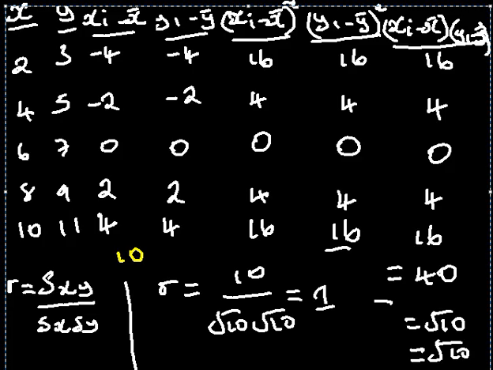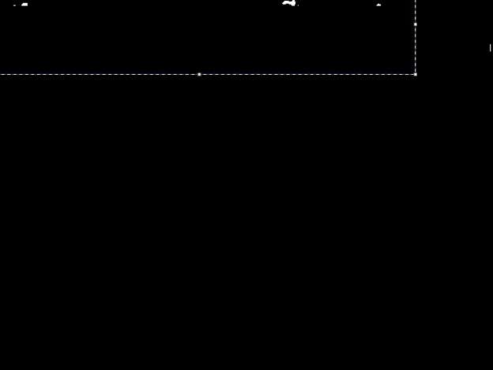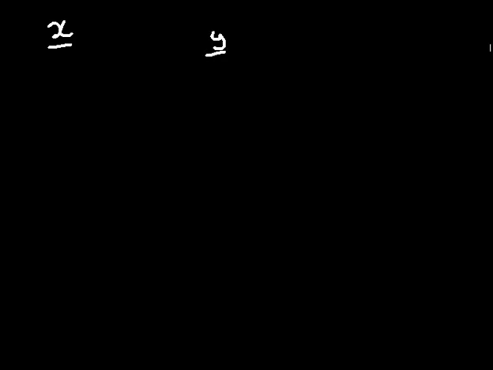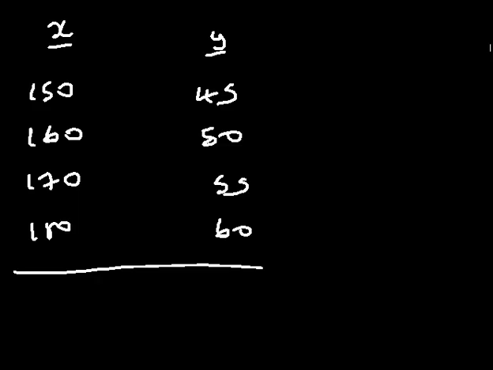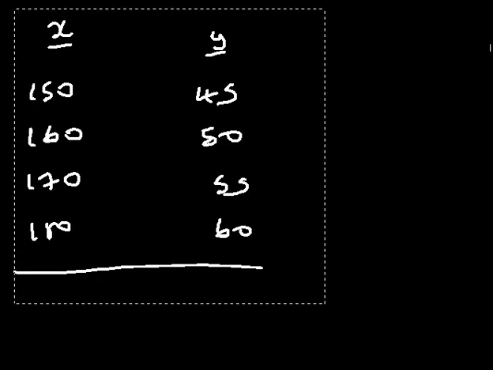And also try to find the value of the correlation coefficient for the data below. Let's say we have x and y: x is 150, and y is 45. We have 160, and y is 50. We have 170, and y is 55. And we have 180, and y is 60. So how do you think we can calculate the value of the correlation coefficient in that case?